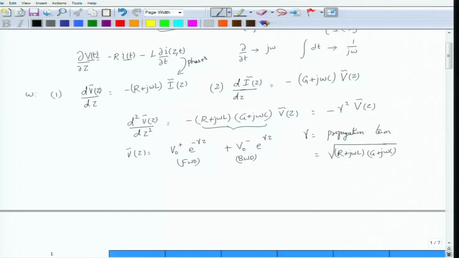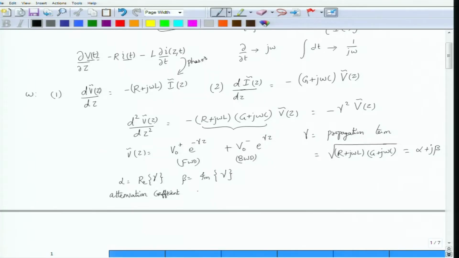So taking the root will give you gamma, right, and this inside will be a complex number, and the square root of that complex number will also be a complex number. Therefore we can write gamma in general as two terms, real part as well as imaginary part. So alpha being the real part of gamma and beta being the imaginary part of gamma. These are called the attenuation coefficient or attenuation constant sometimes, although again this constant is not really constant because it depends on the particular frequency that you are looking at.